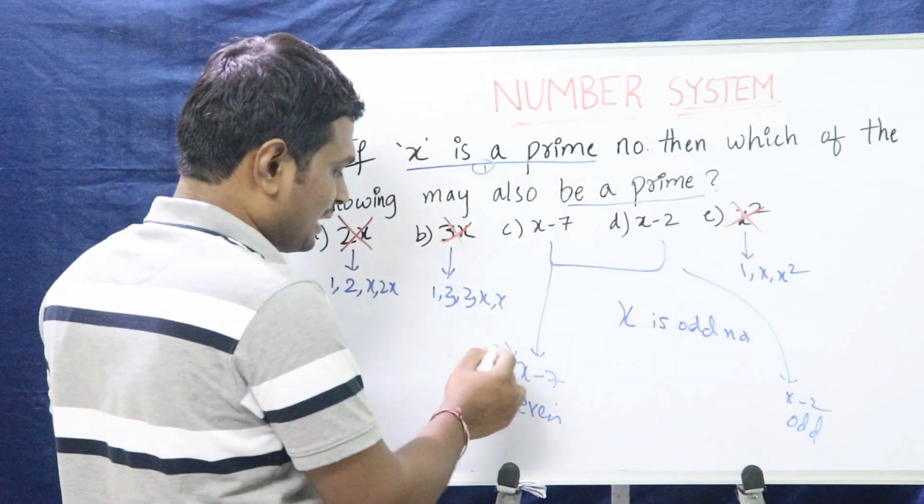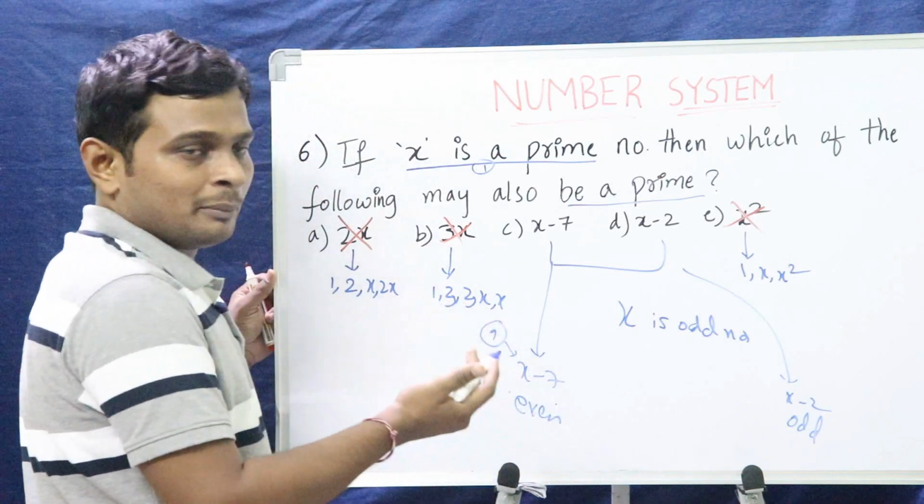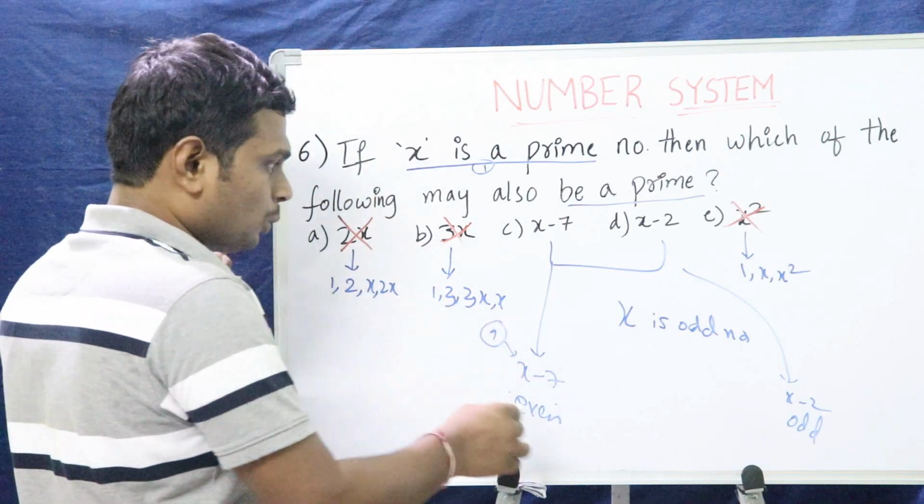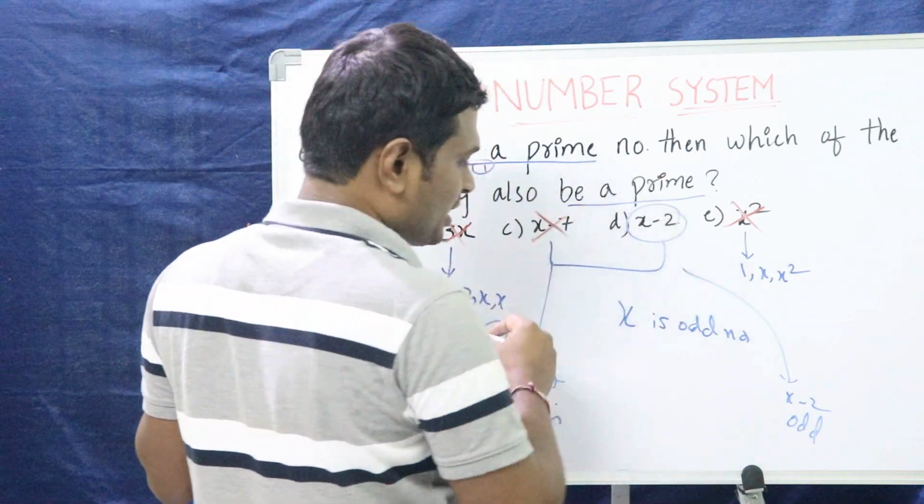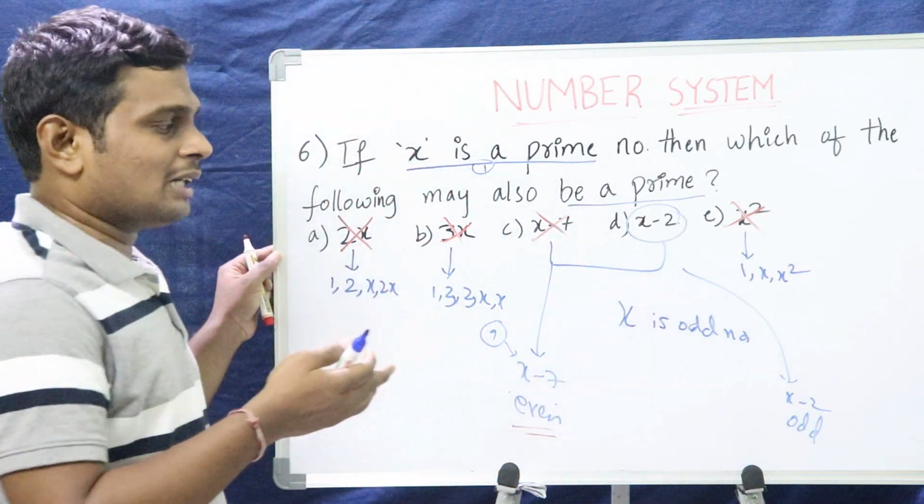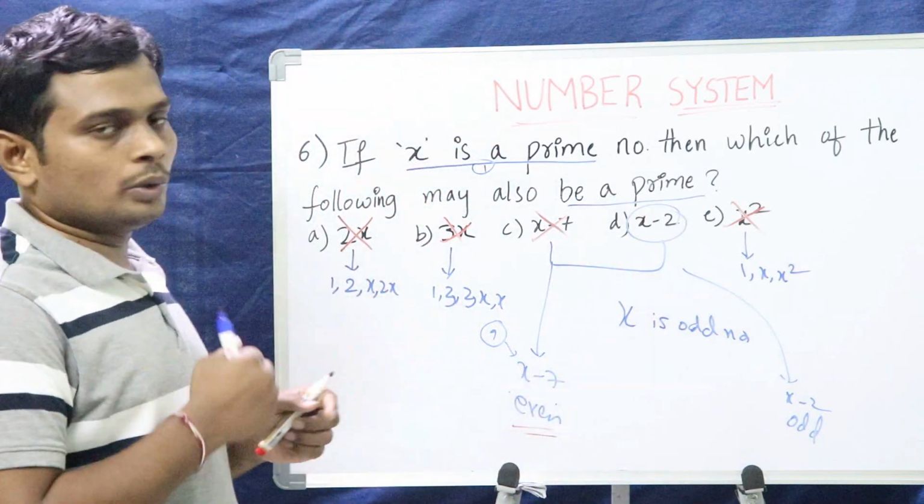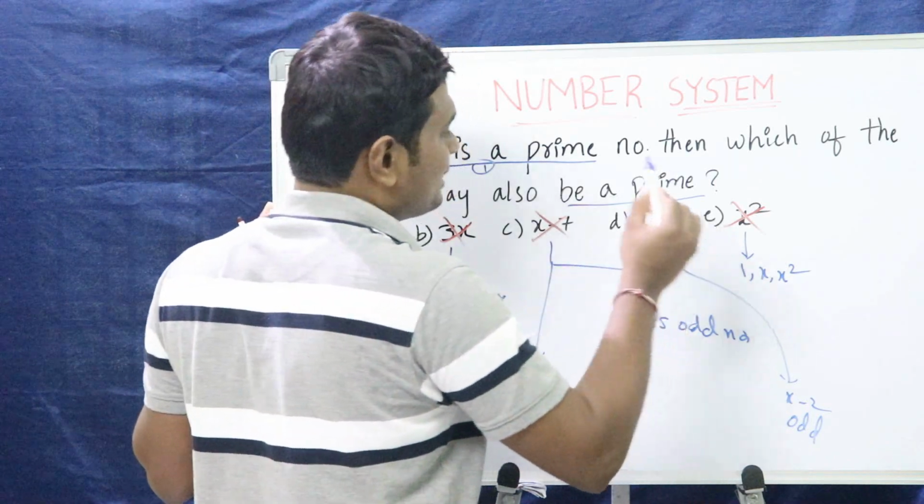Let's assume x as 9. 9 minus 7 is 2. But 9 is not a prime number, right? So we can rule out the x minus 7 option. So we are left with only x minus 2, which results in an odd number, and all prime numbers except 2 are odd numbers, right? So the only possible solution for this problem is x minus 2.